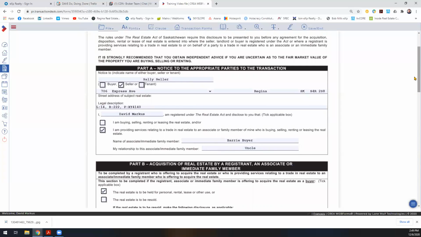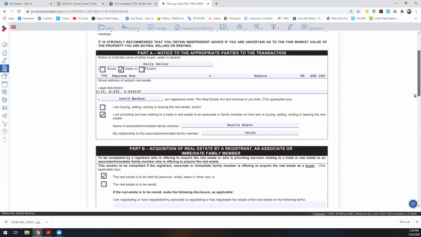Part A is going to establish the people involved. So the first person, notice two, whoever the notification, whoever you're disclosing to. So in this case, we are disclosing to the seller. Her name is Sally Seller. And it says that I am providing services to an associate or family member. Turns out Barry Buyer is my uncle. So I am disclosing to Sally Seller that I am assisting my uncle in purchasing a property.